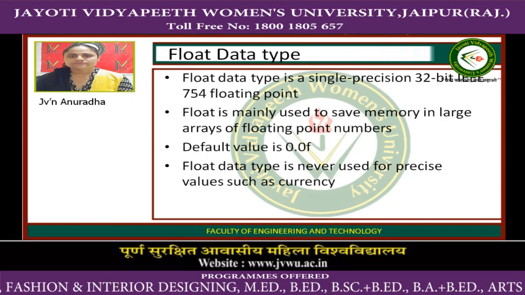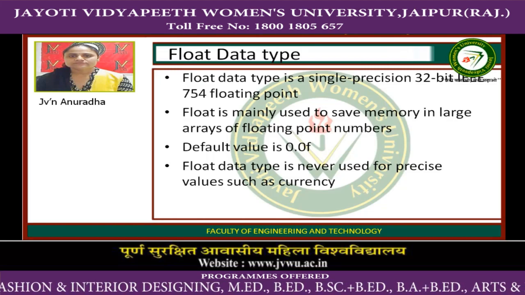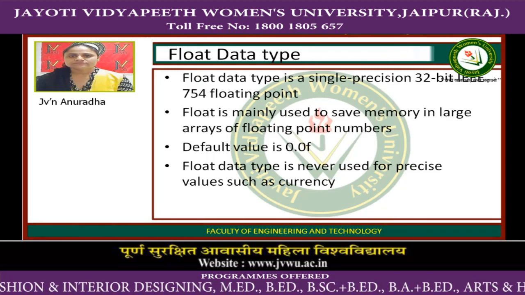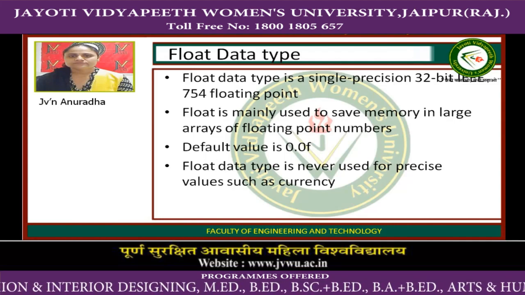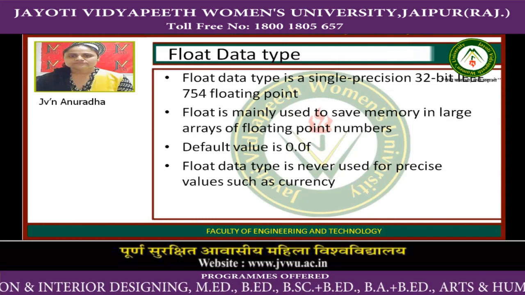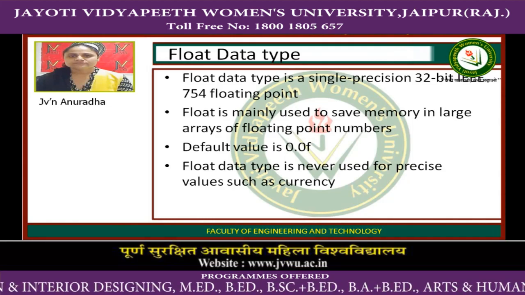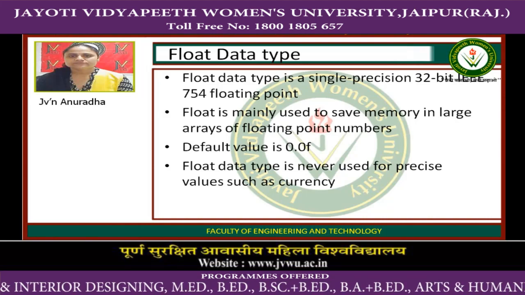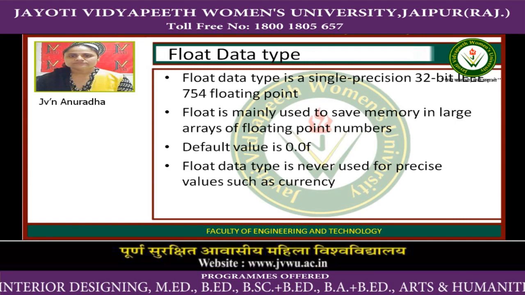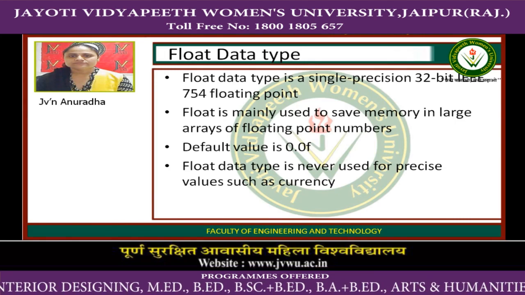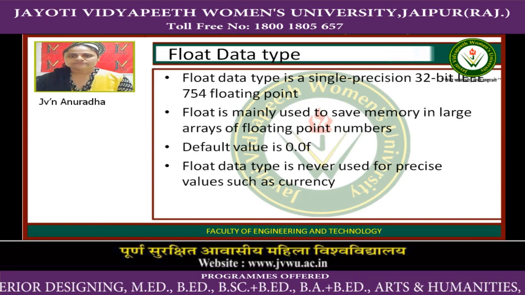Now our next data type is float data type. Float data type is a single precision 32-bit IEEE 754 floating point. Float is mainly used to save memory in large arrays of floating point numbers. Default value of float is 0.0f. Float data type is never used for precise values such as currencies.